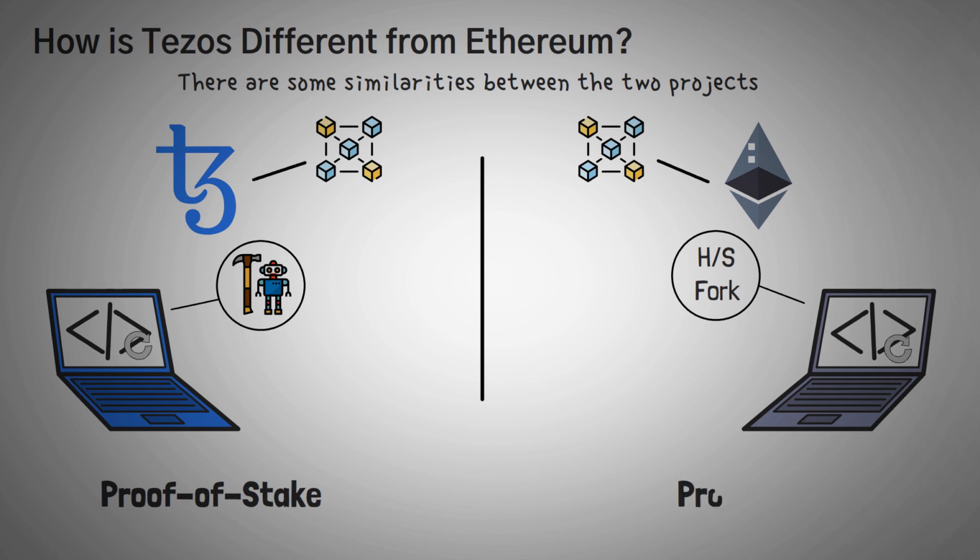Secondly, Tezos is one of the earliest blockchains to use a proof-of-stake consensus protocol right out of the gate, whereas Ethereum still uses proof-of-work. It should be noted, though, that Ethereum intends to switch to proof-of-stake soon.